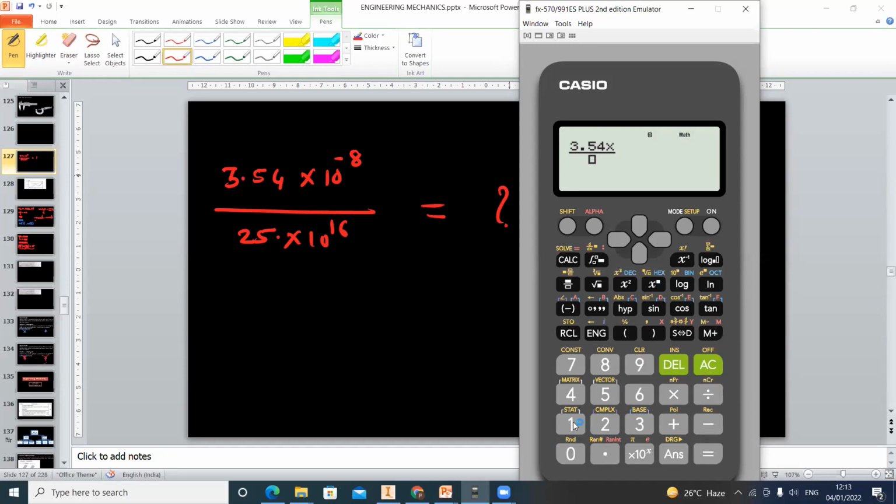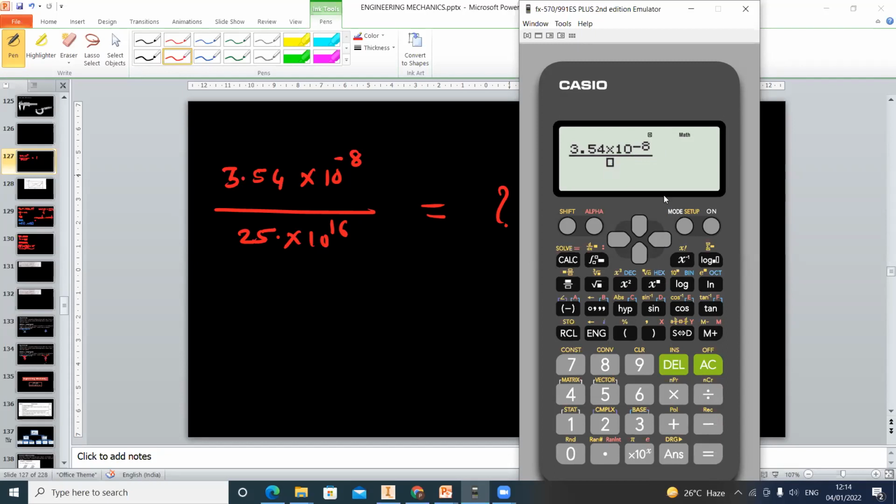First enter 10, then press this button, x to the power. That means 10 to the power, and then you can give the value, which is minus 8. Now to take the cursor out of this raised to function, again press the right arrow.